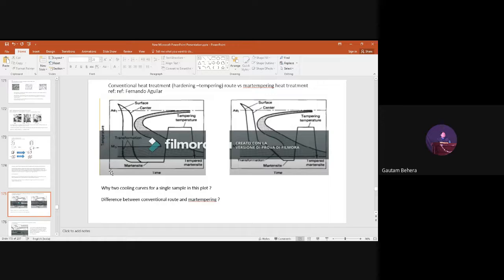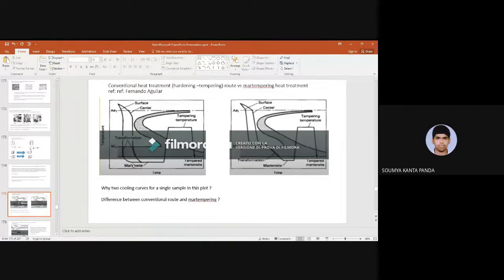So this is the temperature versus time plot, fine. You can see this is a cooling curve, and this is again a cooling curve. This plot is showing you the conventional hardening process and tempering process. Can you tell me why we have these two cooling curves for the same piece of steel? We should have only a single cooling curve, right?